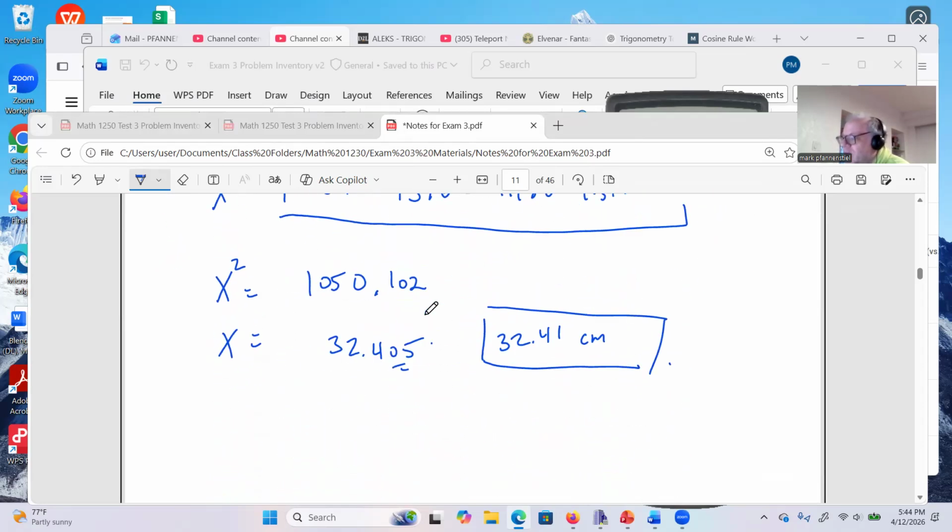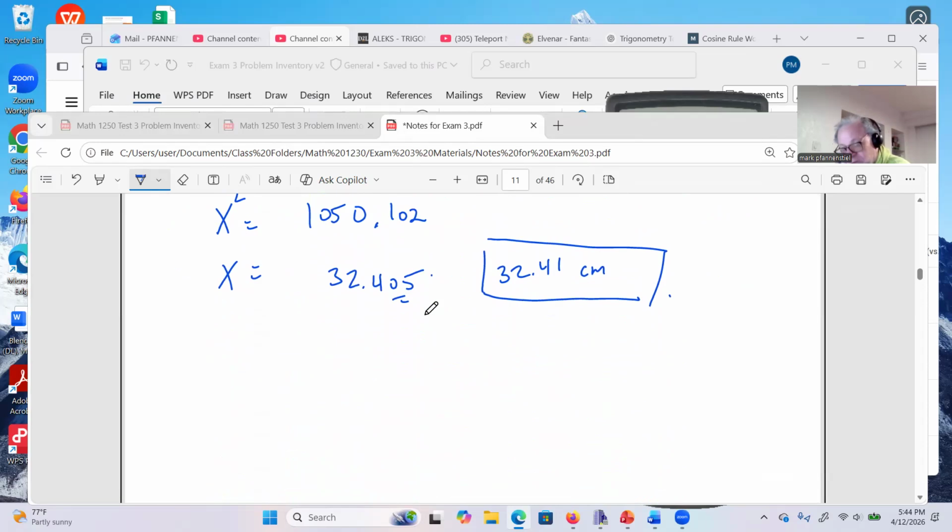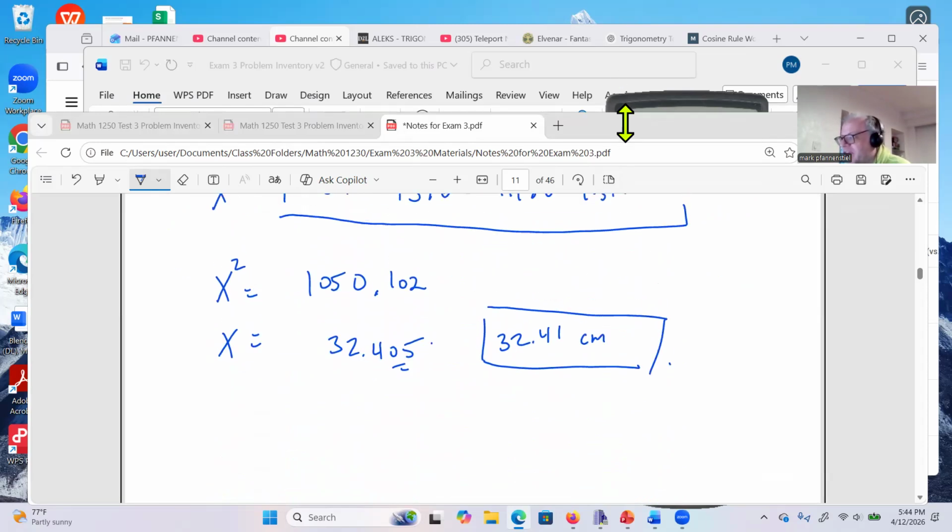Okay. Law of cosines. If you memorize your law of cosines formula, hopefully these problems will go as quick for you as it did for me. And these are very straightforward problems. They're really nice to be able to get.